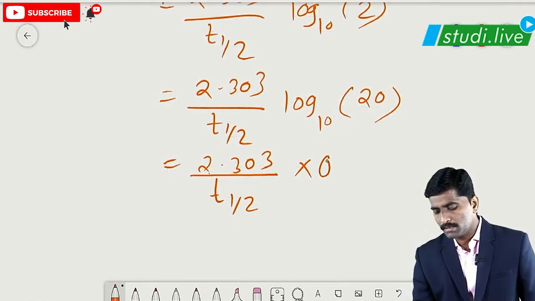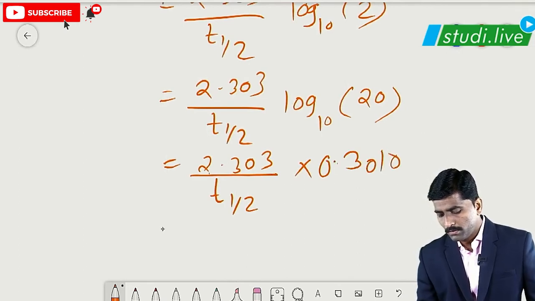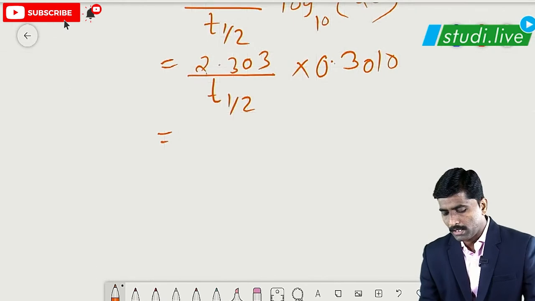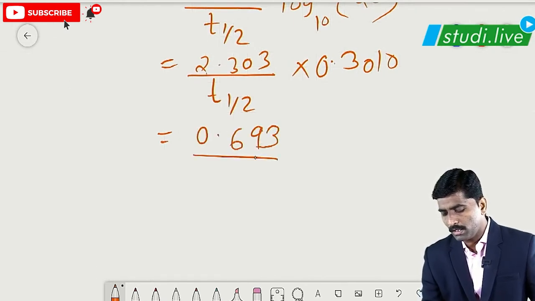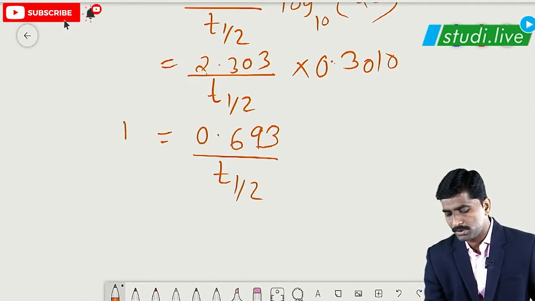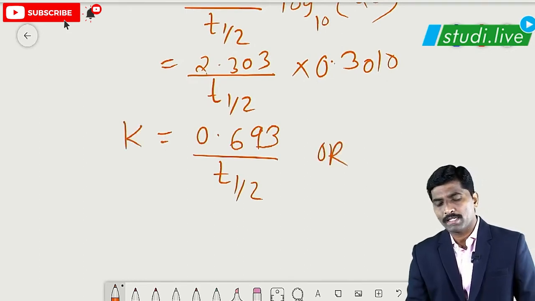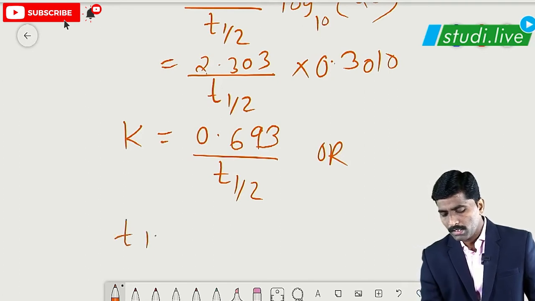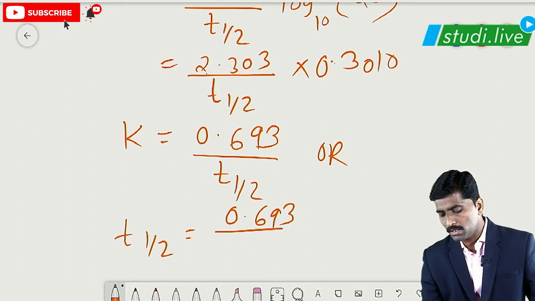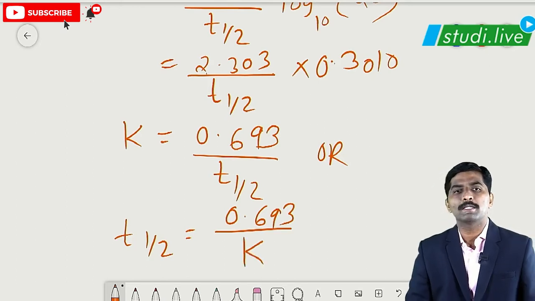It is nothing but 0.3010, and the overall factor becomes 0.693 upon t half, which is equal to k. Or what I can write is, t half, the half-life period, becomes 0.693 upon k, isn't it?